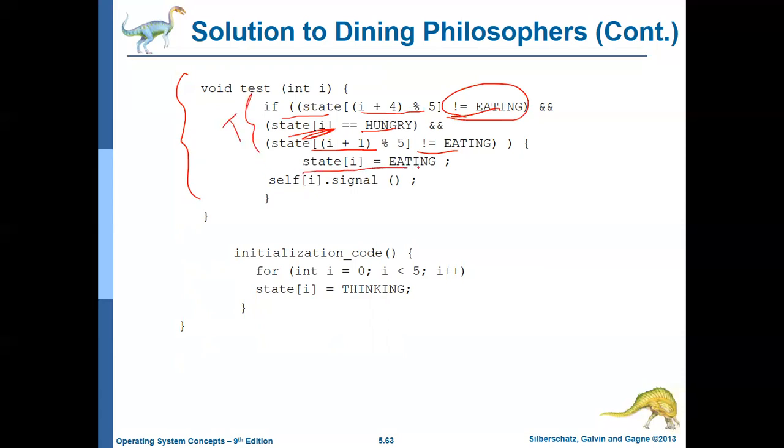then he is in an eating state. Got it? We can set the state as eating, because earlier it was hungry. We are testing it now. After testing it, we found that he is able to pick it up. So we can set the state as eating. Now, once he is eating, what is the next thing he has to do? He has to change his self state. That was a condition variable. The condition variable self of I is signaled.